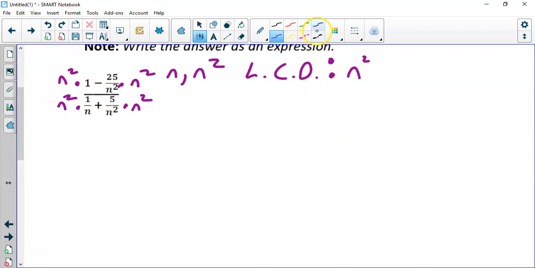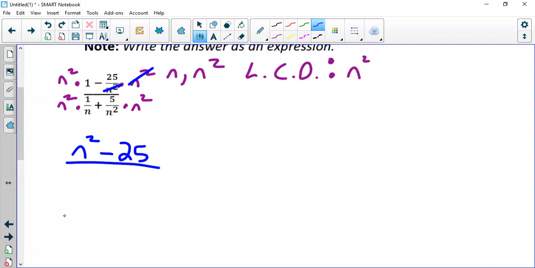And now, start doing some canceling. So this 1 has no denominator, so we don't have to worry about canceling anything out. So we just multiply. What's n squared times 1? N squared. Then you got your minus sign. What's going to happen between this n squared and that n squared? Cancels, because we're clearing the fraction. So what am I left with there? 25. So there's your new numerator. Much easier to deal with because it's no longer fractions.